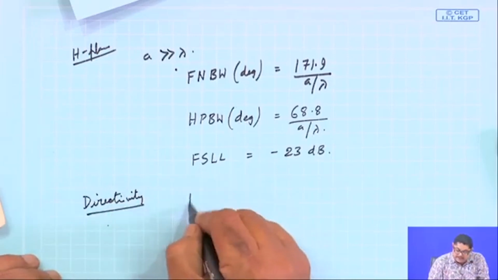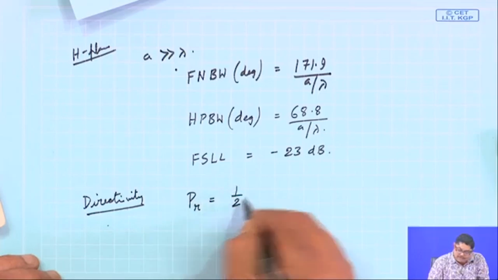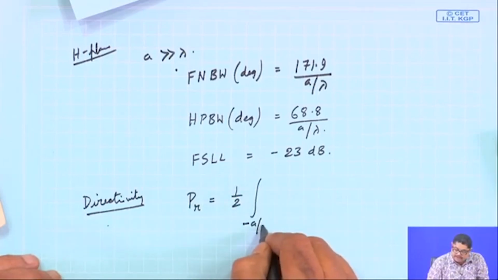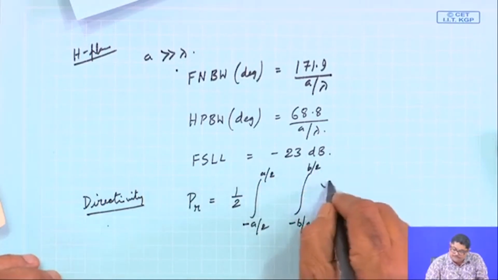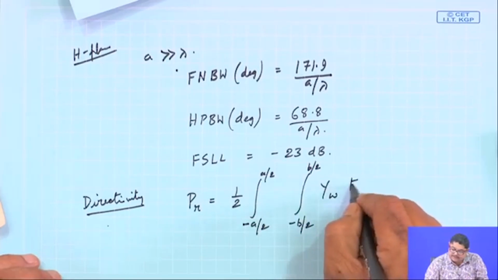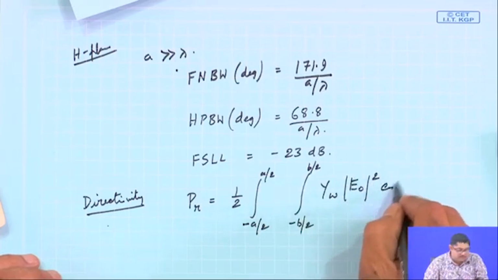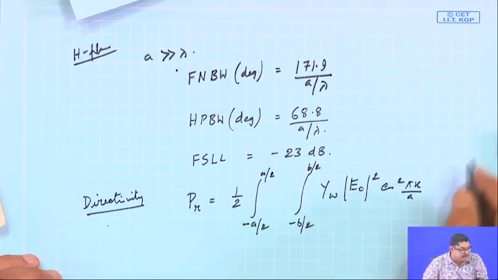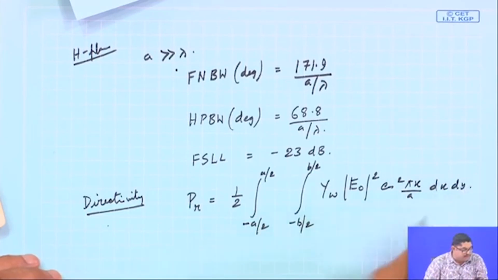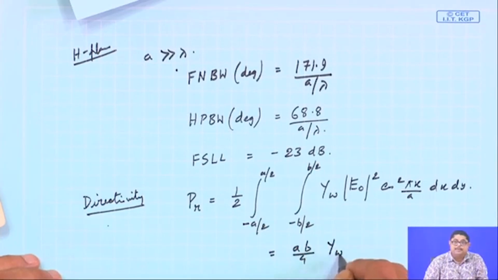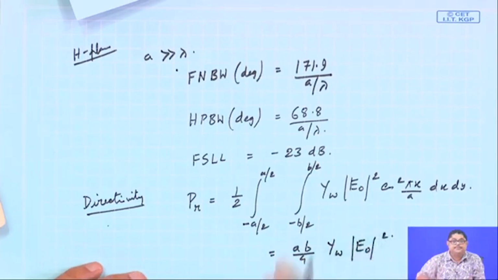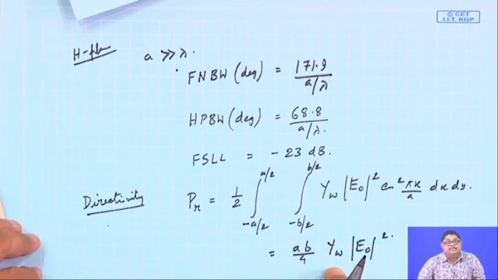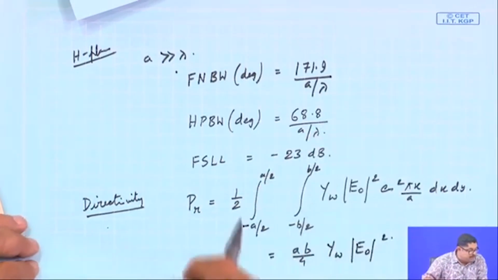So, again we can say, how to find PR. PR will be again from the aperture field, minus wave impedance E naught square cos square pi x by a, dx dy. If you do this, you will get AB by 4 times the wave impedance of the T10 mode field into E naught square. This is coming because if you write the magnetic field for the T10 mode, you will get this.